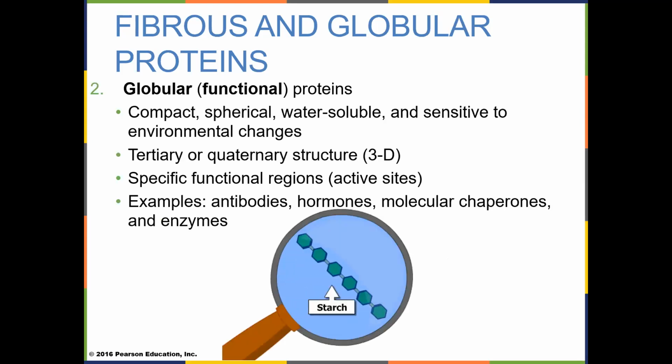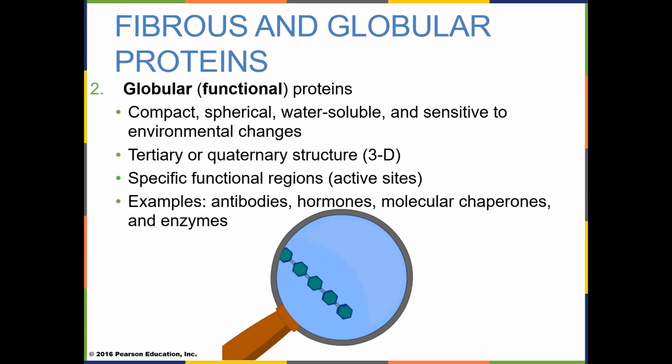Globular proteins are different. Globular proteins are squishy. They are round, soluble in water, and very sensitive to changes around them, including temperature and pH. They also have tertiary and quaternary shapes. Hemoglobin is a good example of a quaternary protein. Hemoglobin is a globular protein, and the enzymes are all globular proteins.